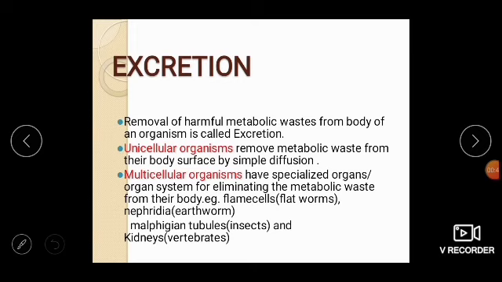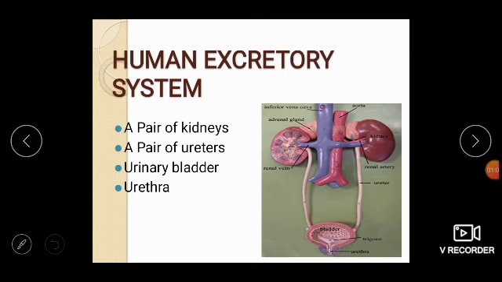They are such as flame cells, especially in flatworms, nephridia in the earthworm, Malpighian tubules in insects, whereas kidneys are found especially in vertebrates. Here we are just going to discuss the human excretory system.